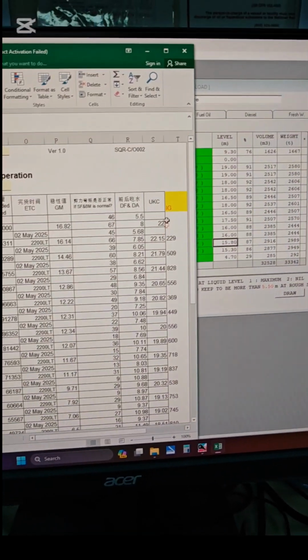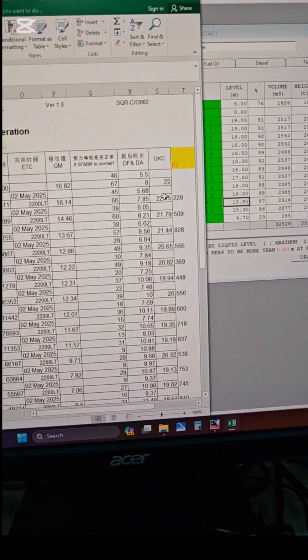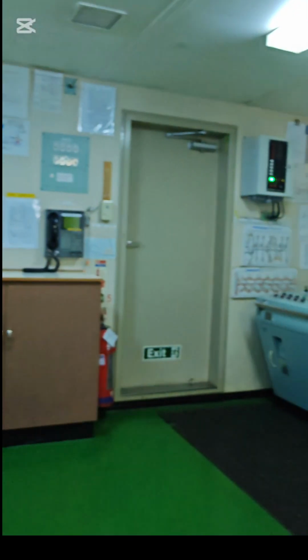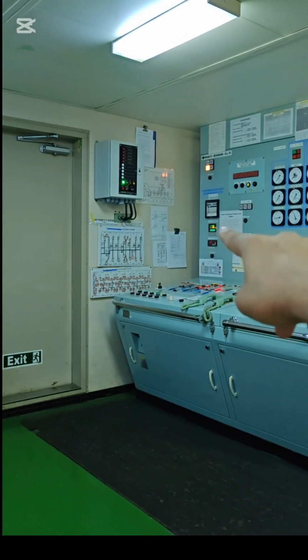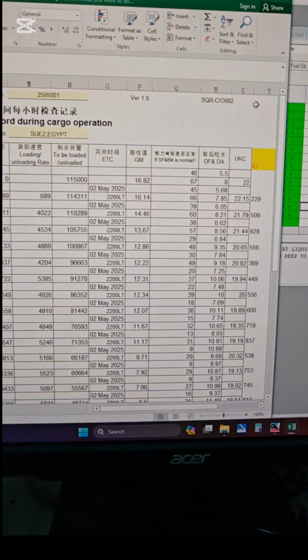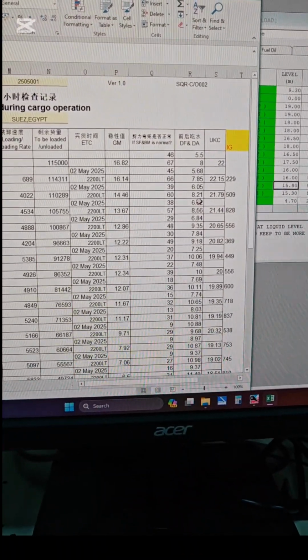So like this, guys. And also UKC you will find as per your draft, and IG pressure you can find. That line pressure you will get there. So like this, guys. I hope you will understand this one.